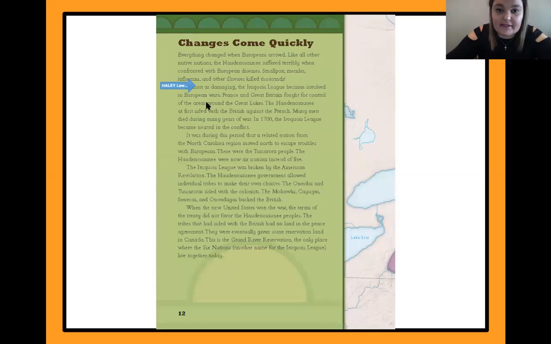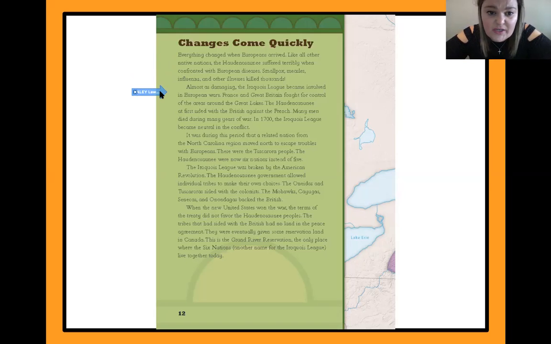Changes come quickly. So this is big. It says, everything changed when Europeans arrived. Like all other native nations, the Haudenosaunee suffered terribly when confronted with European diseases. Smallpox, measles, influenza, and other illnesses killed thousands. Almost as damaging, the Iroquois League became involved in European wars. France and Great Britain fought for control of the area around the Great Lakes.